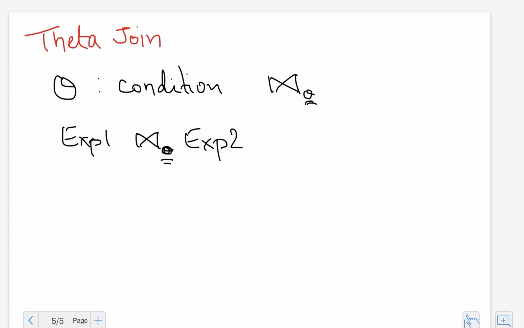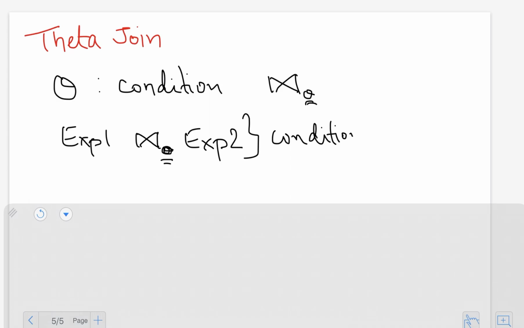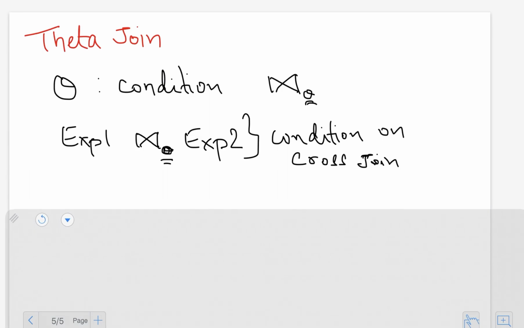And one thing to remember is that it puts this condition on the cross join of expression 1 and 2. So condition on cross join, and not the natural join. So that's basically about the theta join.